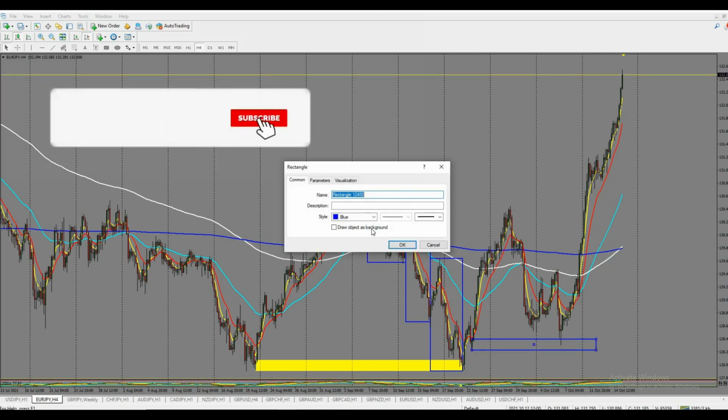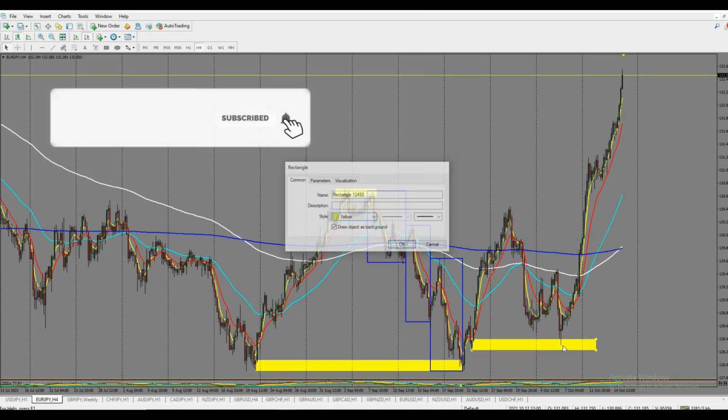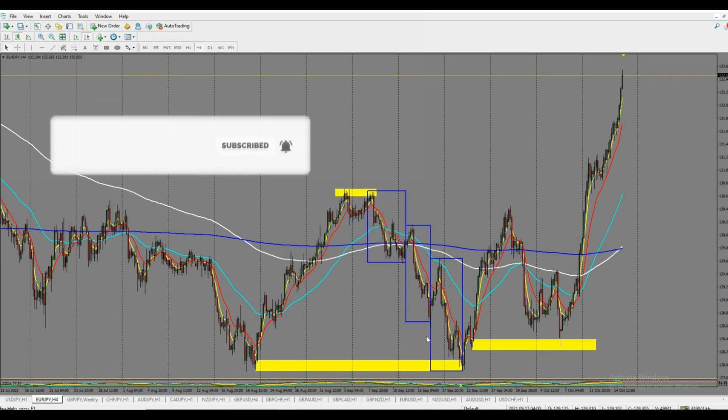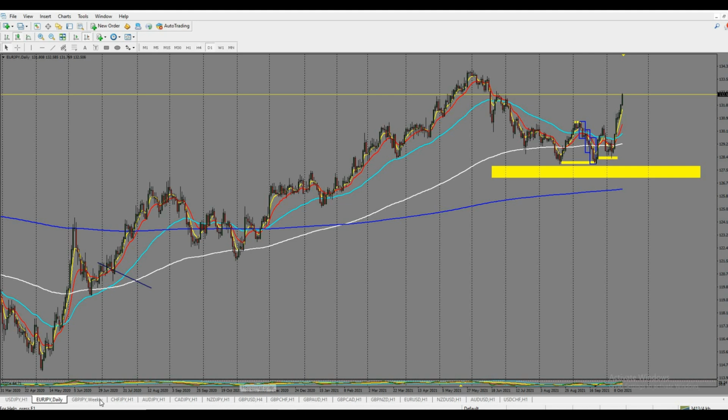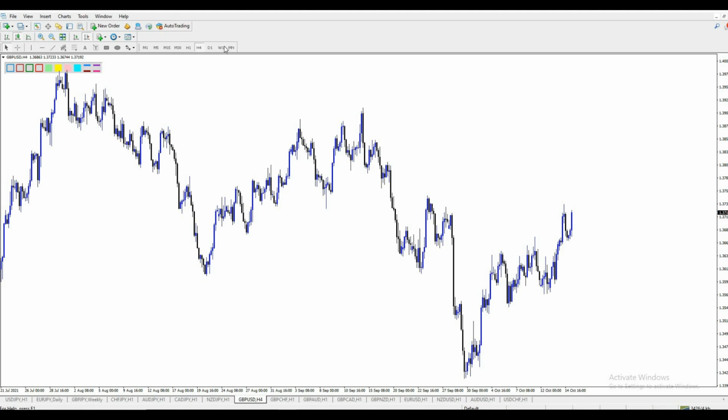Nice move from that order block right there, right? Clear structure, right? Remember, we always follow structure. So that's another trade. Very clean trades. And I mean, there's a lot of pairs, guys, that you can look at.